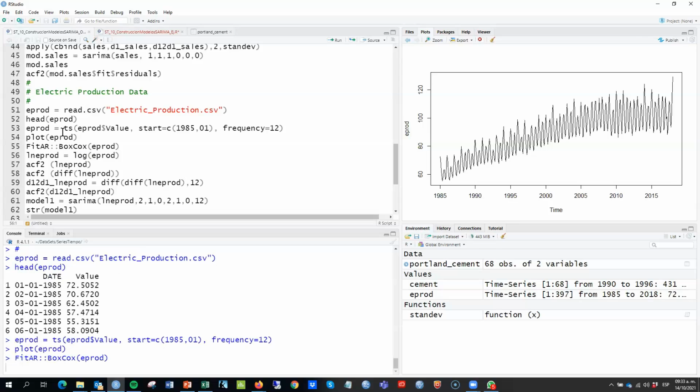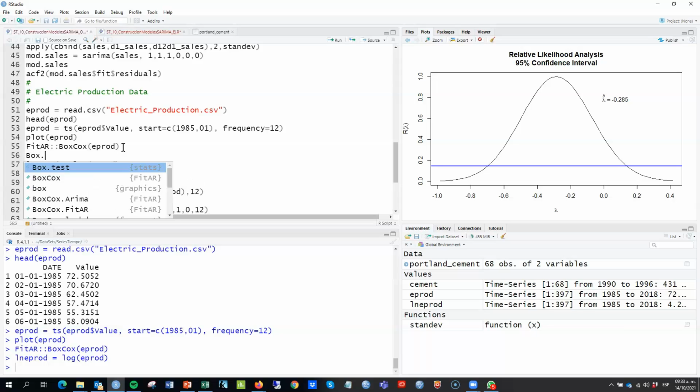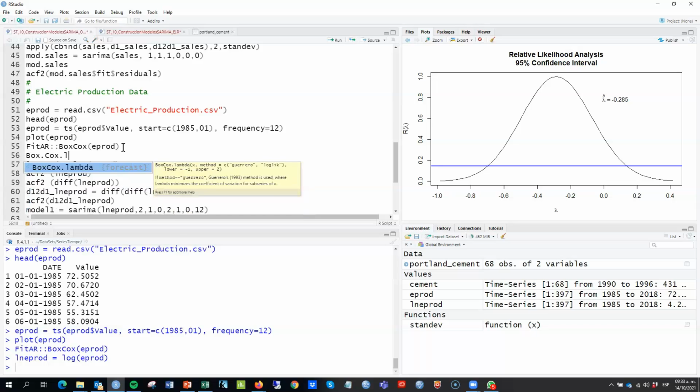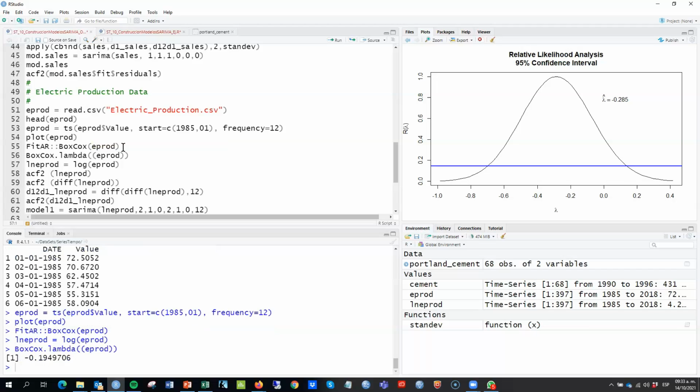If I do the fit AR for this one, it gives me a lambda that could be 0, right? 0 is in this interval. And if I use the other function, the Box-Cox lambda of the series, it gives me a value of minus 0.19. That's very close to 0. So that's a clear indication we need to work with the logarithm, right?